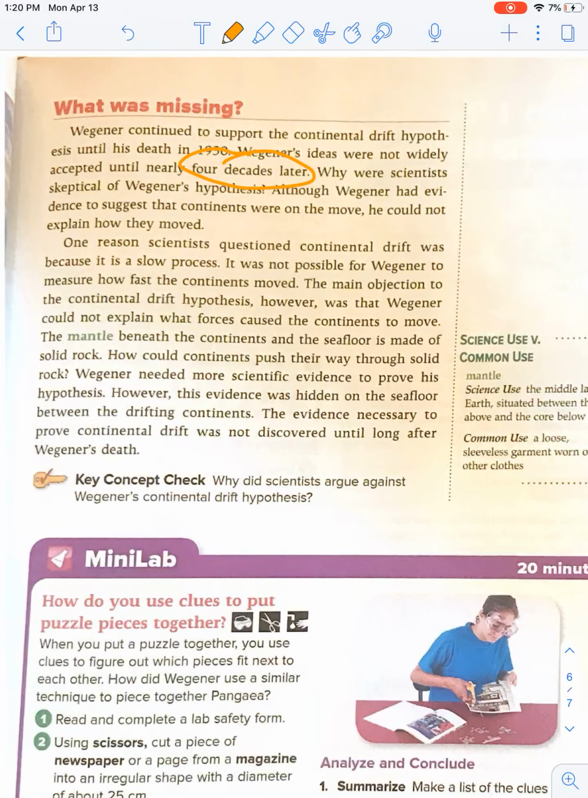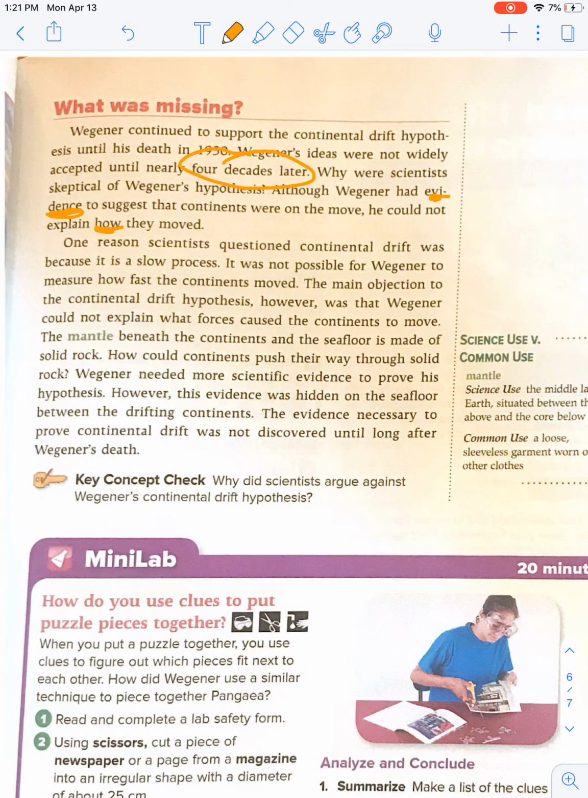Poor guy. Why were scientists skeptical of Wegener's hypothesis? Well, although Wegener had evidence to suggest that continents were on the move, he could not explain how they moved. One reason scientists questioned continental drift was because it is a slow process. It was not possible for Wegener to measure how fast the continents moved.